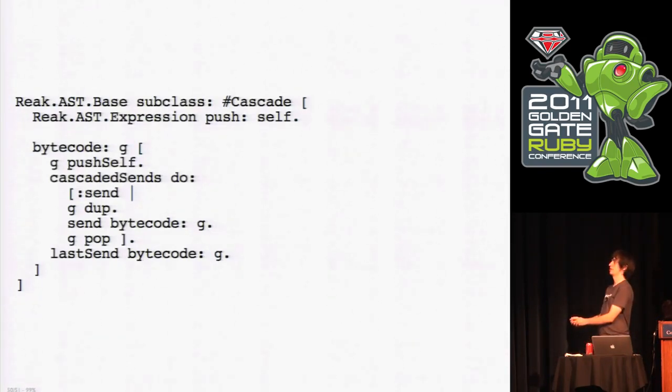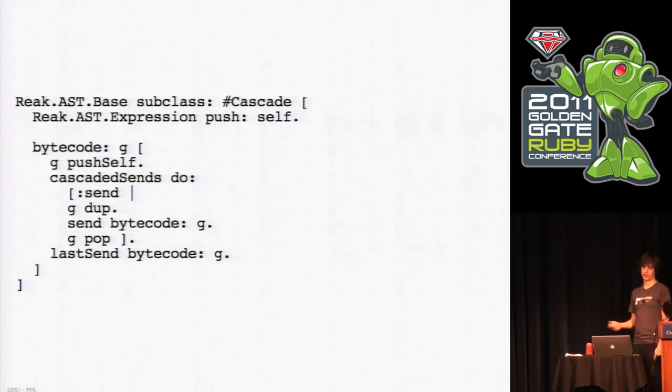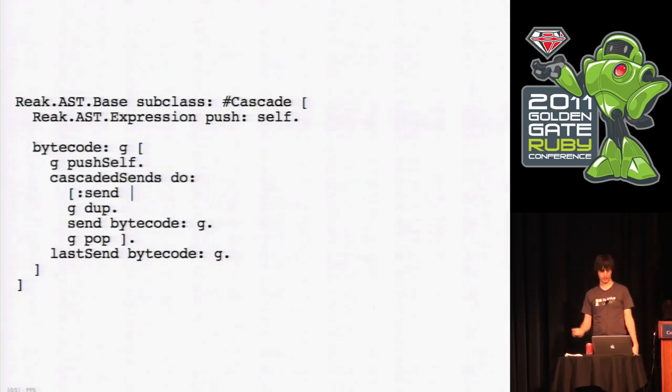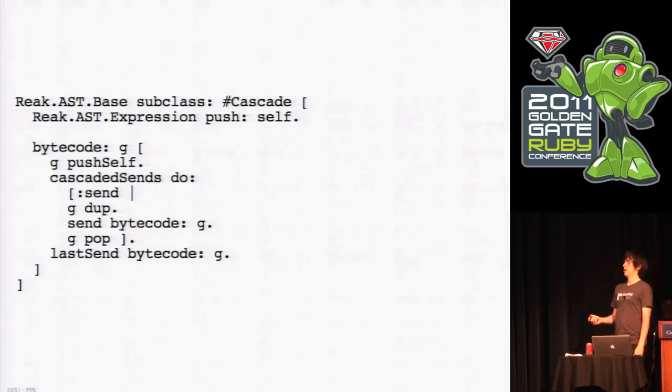The bytecode method gets the bytecode generator object, and it's basically similar to the hello world example. It has to push self onto the stack, or, in this simple example, it would actually have to push the receiver onto the stack. And then for every method sent in the cascade, it has to duplicate the receiver, which is on the stack, so we don't lose it.